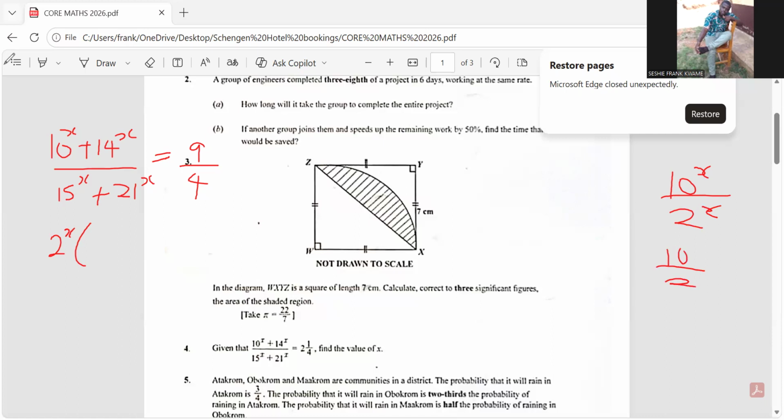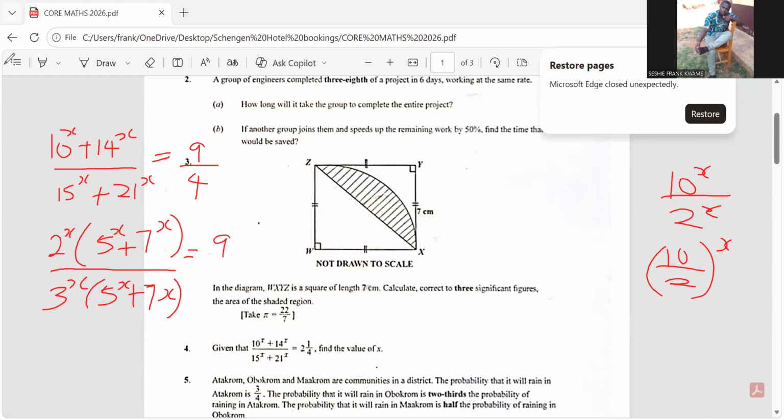Once it's the same exponent, it can be this exponent x. So that will be 5 exponent x. You do the same to the 14, giving 7 exponent x. 3 exponent x is also common here. You do that, and you have 5 exponent x plus 7 exponent x. This can be pictured as 2/3 exponent x, equal to 9 over 4.